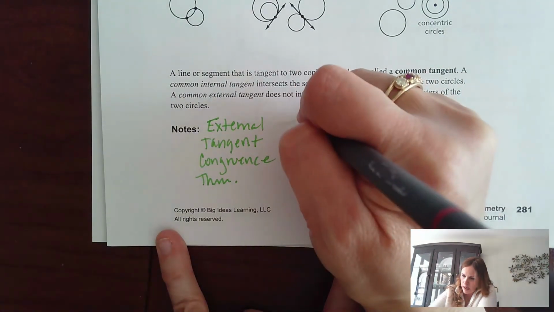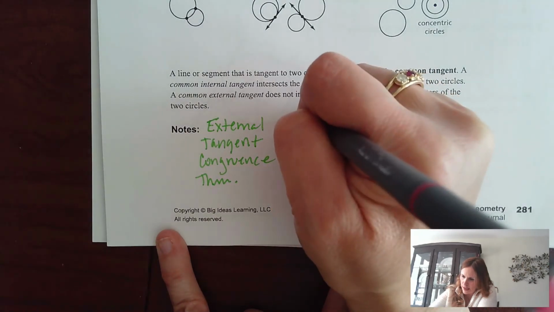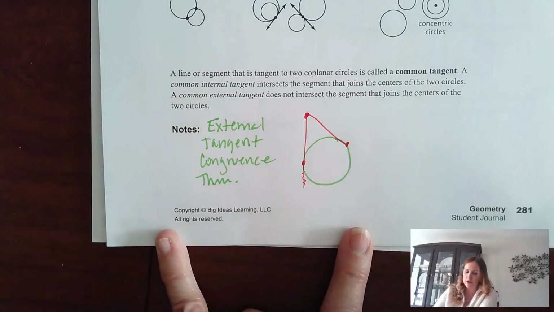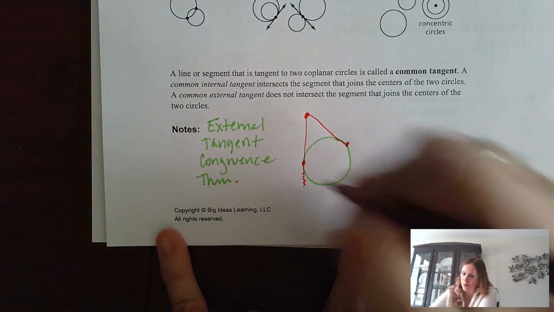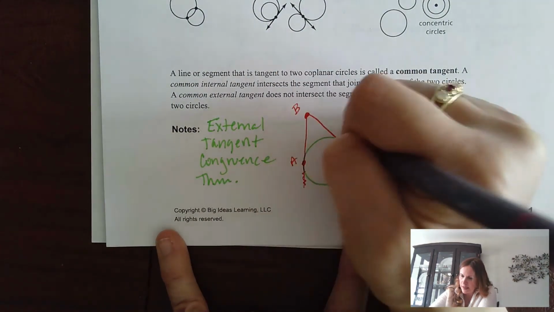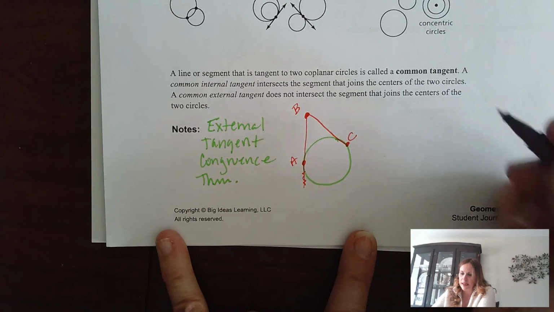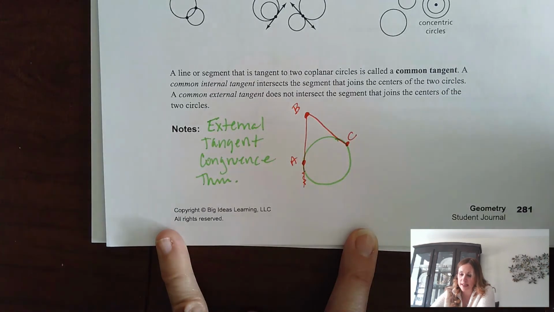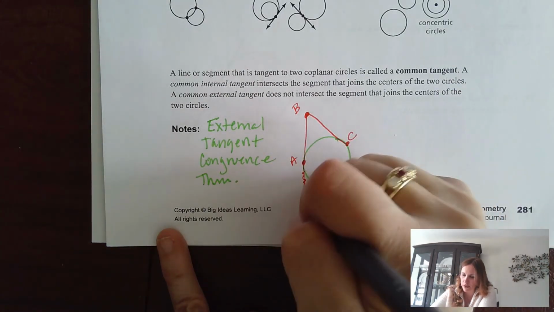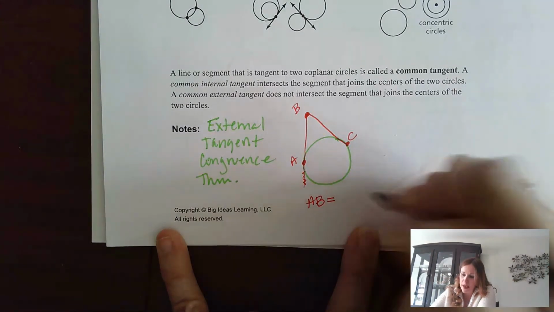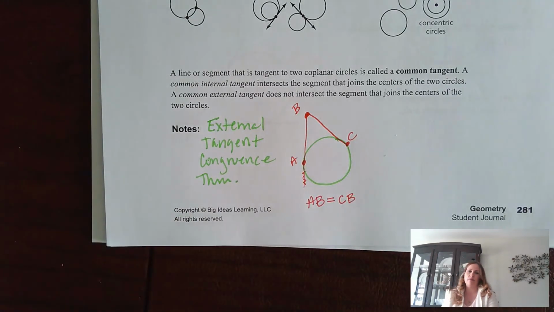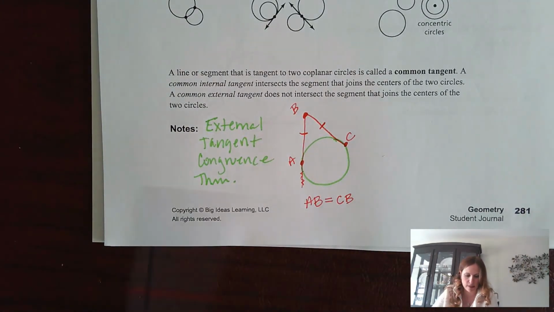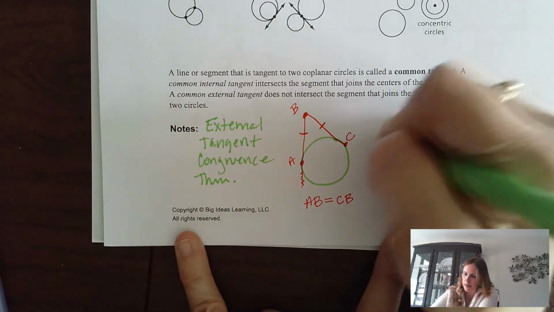my circle, and I have two line segments that are tangent to my circle. So from this point, I have two line segments that are tangent to my circle. Let's label these. If I have an external point where I have two segments that are tangent to the same circle, then what we know is that AB is equal in distance to CB. So these two pieces have to be equal. And that's what the external tangent congruence theorem means.